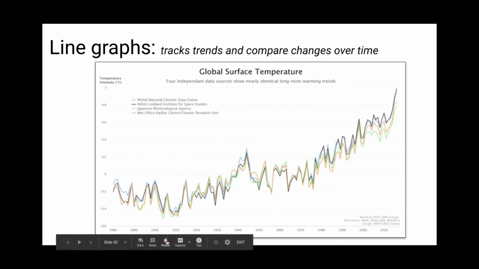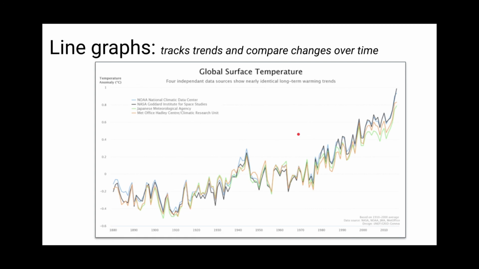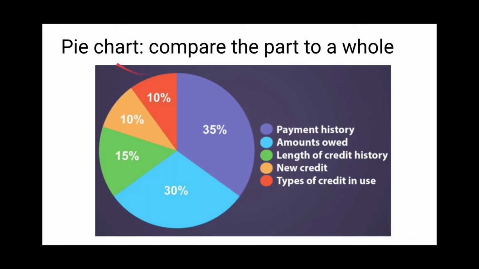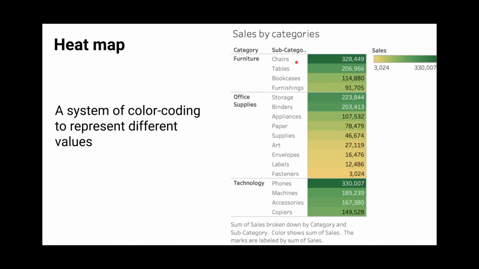And here is the line graph. Line graphs are used to track trends and compare changes over time. Scatter plots and bubble charts are used for multivariate visualization. Pie charts are used to compare parts of a whole. A heat map is a system of color coding to represent different values.